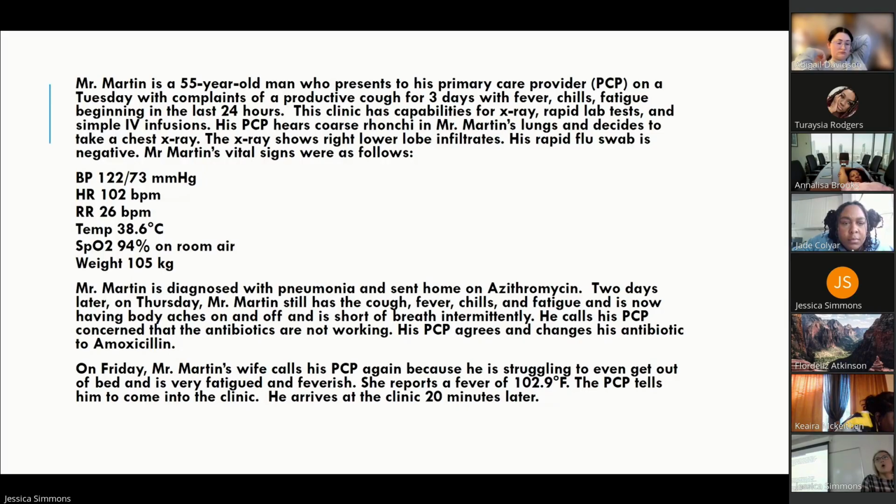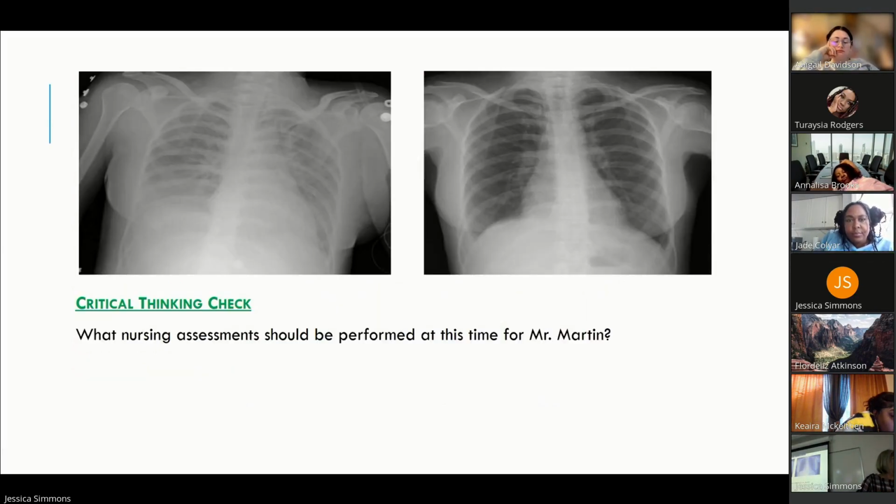So, our first round of antibiotics has failed. Our second round of antibiotics has failed. He has progressed from a manageable pneumonia situation to going into what? Acute respiratory failure?